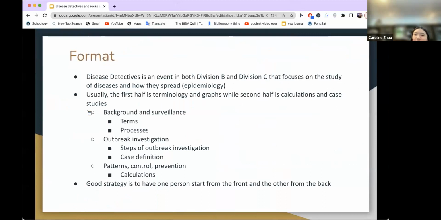Usually the first half of the test is terminology and graphs, and the second half is calculations and case studies. The first part includes background and surveillance, which are the terms and processes. Then there's an outbreak investigation, where you need to know the steps of outbreak investigation and case definition. I'll talk about this later. And then there's also patterns, control, and prevention of disease, which includes mostly calculations.